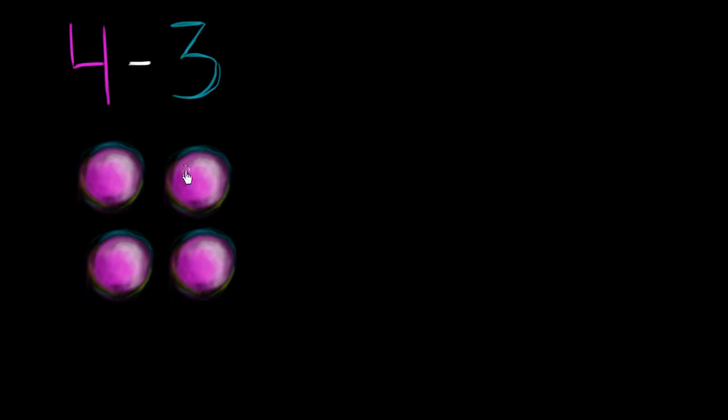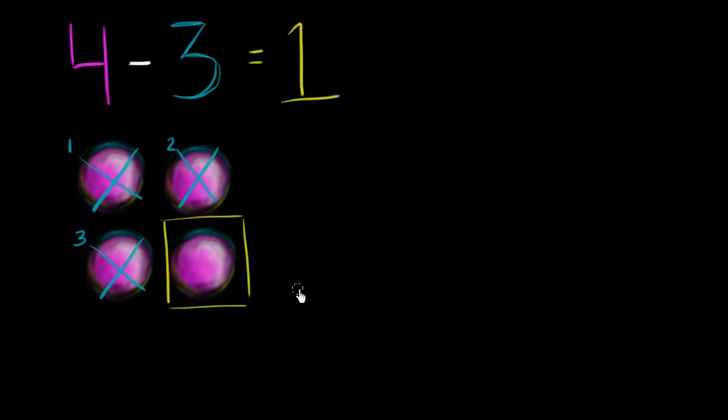So let's do that. So I'm going to take away 1, I'm going to take away 2, and I'm going to take away 3. Notice I took away 1, 2, 3 objects. So how many do I have left over? Well, if I start with 4 and I take away 3, I subtract 3, 4 minus 3, I am left with 1 object right over here. So 4 minus 3 is equal to 1. Fascinating.